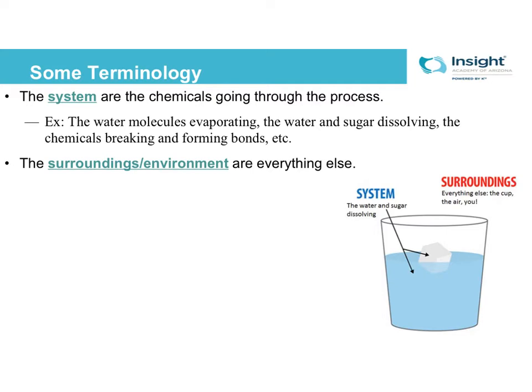Or if you have, in a container, a reaction happening, so maybe you have a combustion reaction, so you have oxygen reacting with a carbohydrate type compound, all right? The air, the container that contains the reaction, all of that stuff on the outside, not actually reacting, is your surroundings. So the system is what's actually doing the process, and then the surroundings is everything else that's nearby that may experience a change because of being near a process or reaction.